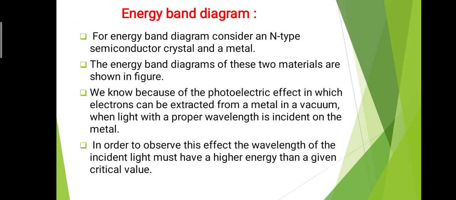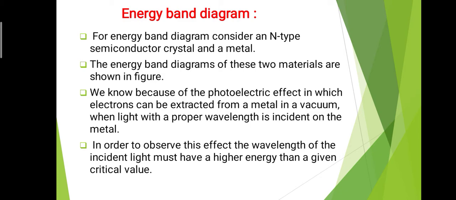We know the photoelectric effect, in which electrons can be extracted from the metal in a vacuum when light with a proper wavelength is incident on the metal. Everybody knows about the photoelectric effect. When we take a metal and incident light of particular wavelength on the metal, then there is ejection of electrons from the metal, or the electrons can be extracted from the metal in a vacuum. This is the photoelectric effect.